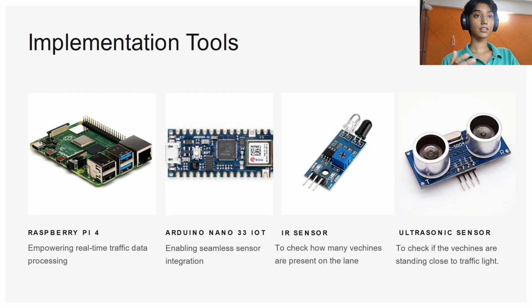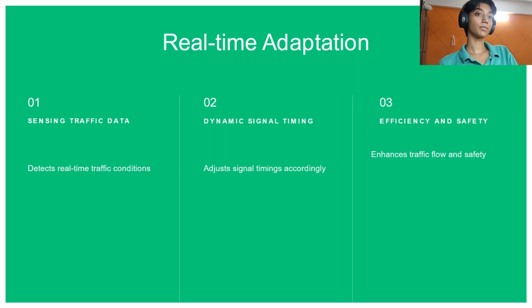And the other thing, it talks about the implementation tools: the Raspberry Pi 4, Arduino Nano 33 IoT, IR sensor. For the time being, I just wanted to work with the IR sensor and ultrasonic sensor. And once the project is finished at this stage, I would be changing it and adapting to more, and would be open to more sensors in my project.